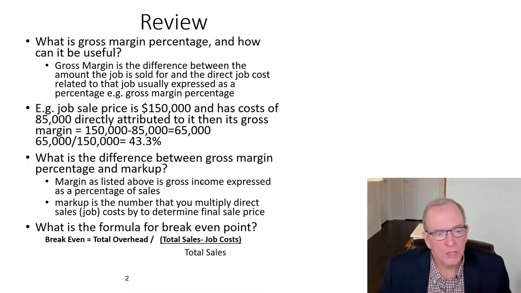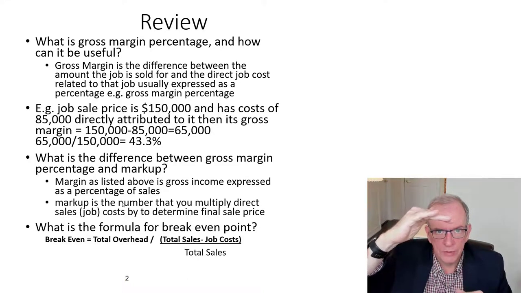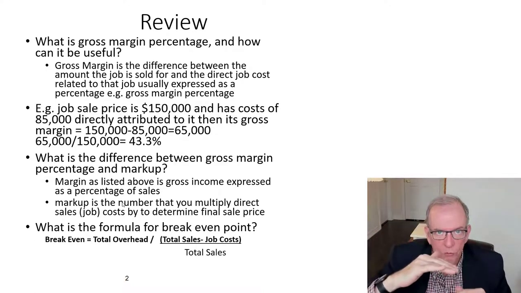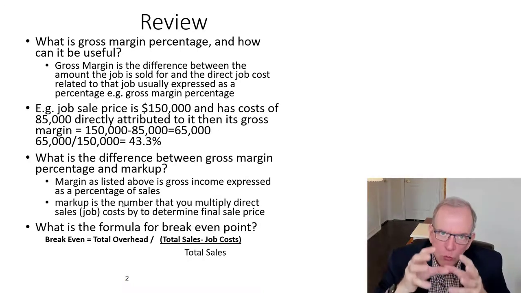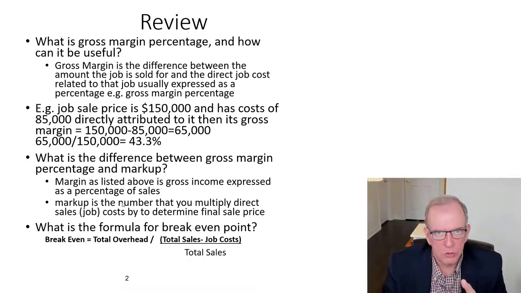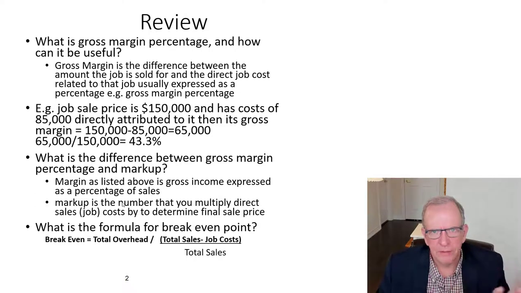Now, people often ask, what's the difference between the two? I don't visualize it. Well, one is a percentage of the total of your sales. That would be your gross margin percentage: how much is going towards overhead and profit? The other is, what do I need to multiply my direct job costs by to get my sale price? That is the markup. I get into a lot of detail in the previous video, so you can jump into that.